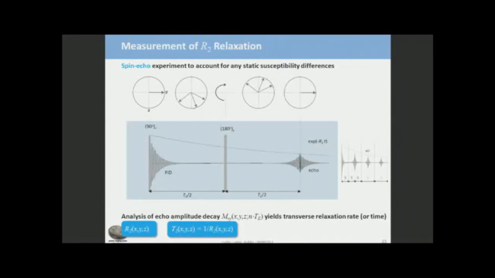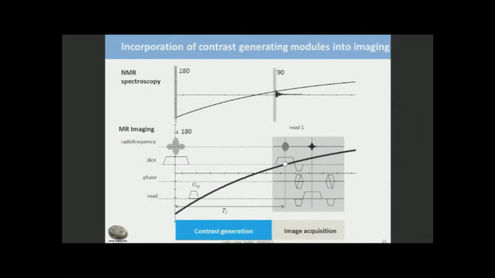So we can measure the different processes and quantify this in terms of images. And typically we combine just as a contrast module, which essentially is encoding for the different relaxation processes, for instance, with an image acquisition here to get actually a spatial distribution of relaxation times.